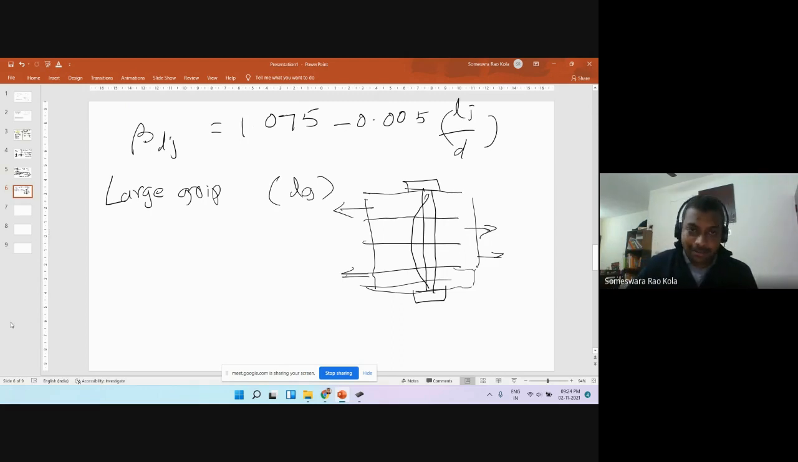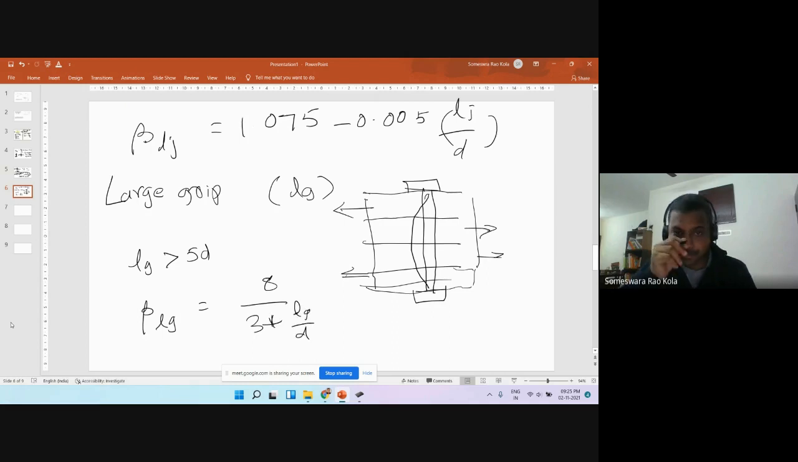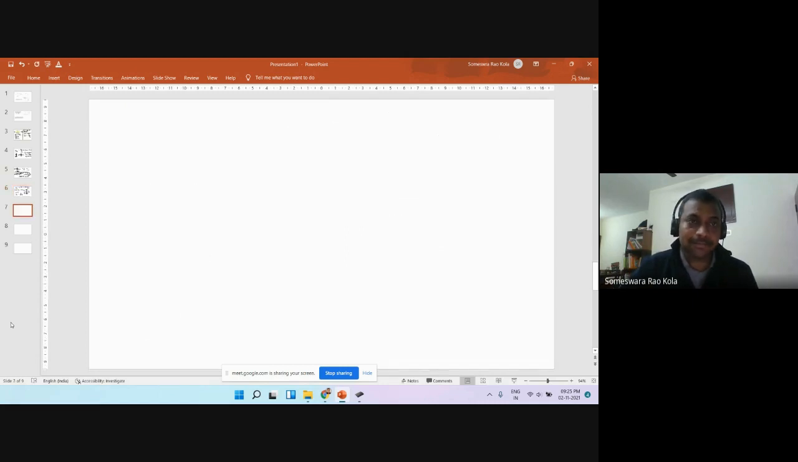So a large grip is when Lg is greater than 5d. And then we are going to introduce another strength reduction factor. This is beta Lg is equal to 8 by 3 plus Lg by d. So this is another strength reduction factor for the shear.